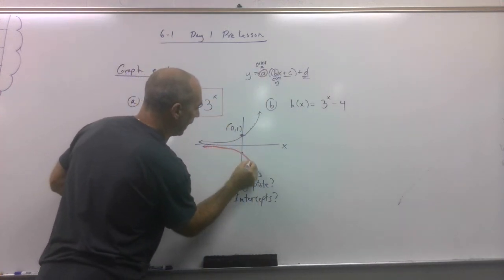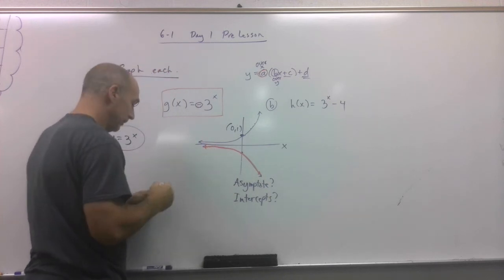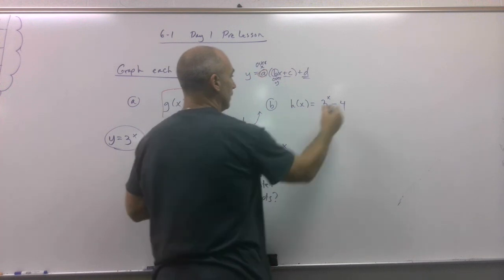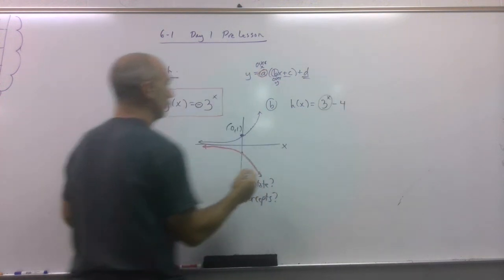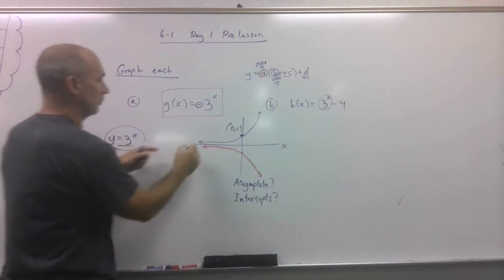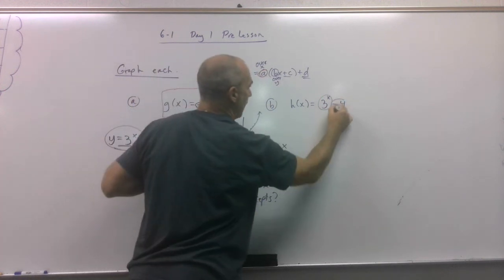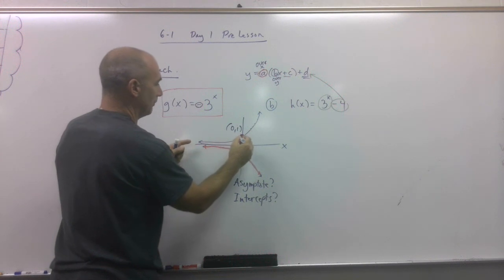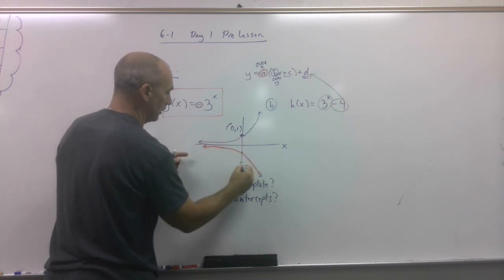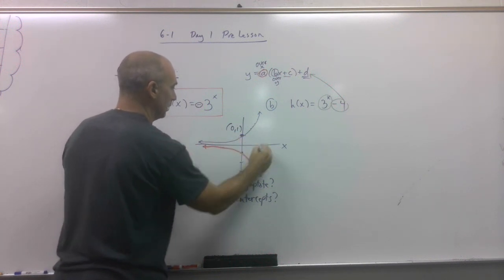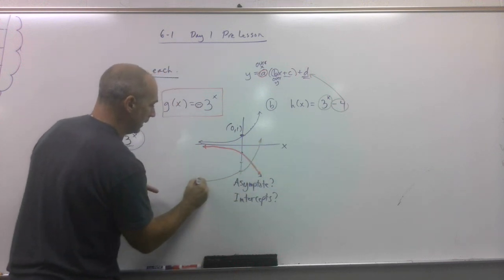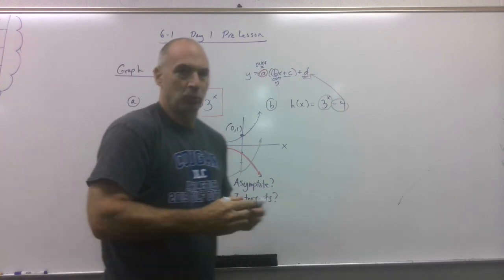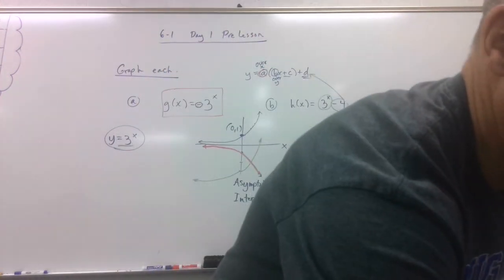Now I'm going to try to make this one black based on our rules. Notice it's the parent function, which is the purple one, but now we're going -4, which is my d, which means take the purple one and just drop it 4. 1, 2, 3, 4, and then just do your best job trying to draw that. Now there's more to it, but I'm running out of time.